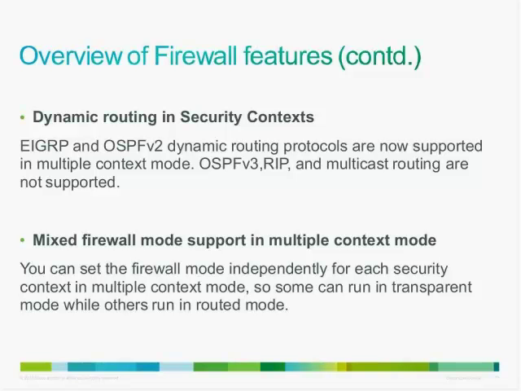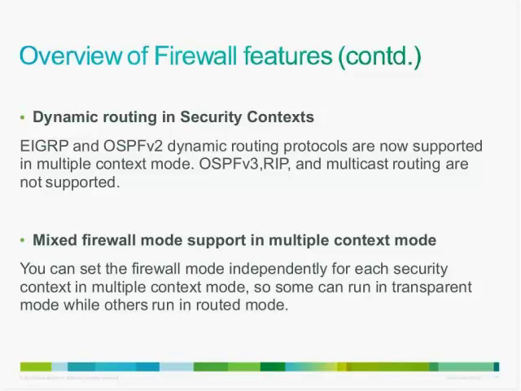The other feature that was added in multiple context mode was that you can have mixed firewall mode. What that means is that earlier, when you configured the firewall in multiple contexts, it had to be either in routed mode or in transparent mode. Similarly, if you configured the firewall in routed mode, then all the contexts are in routed mode, or if you configured the firewall in transparent mode, then all the contexts are in transparent mode.